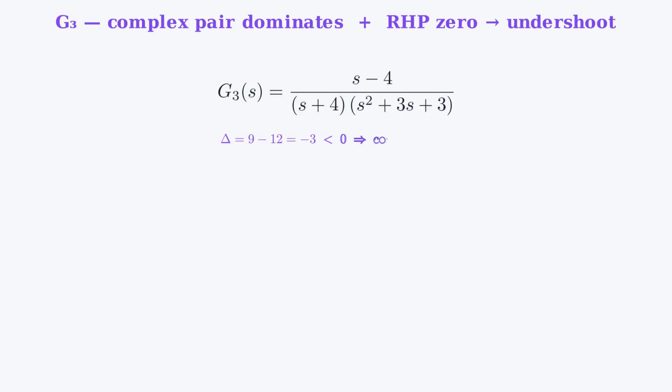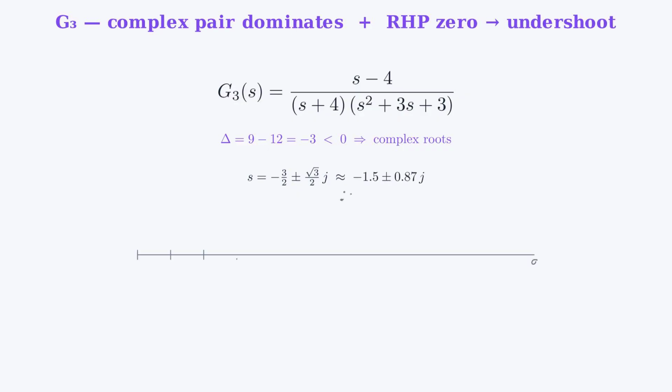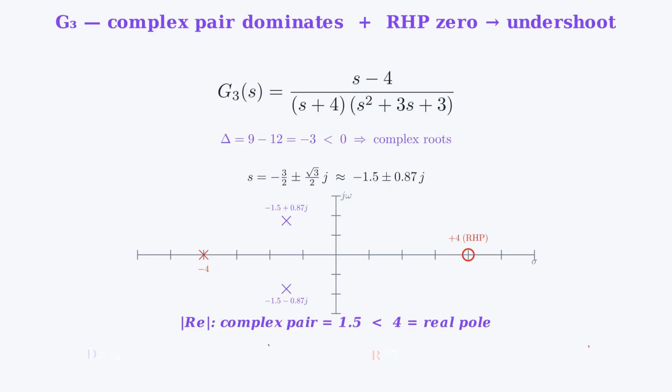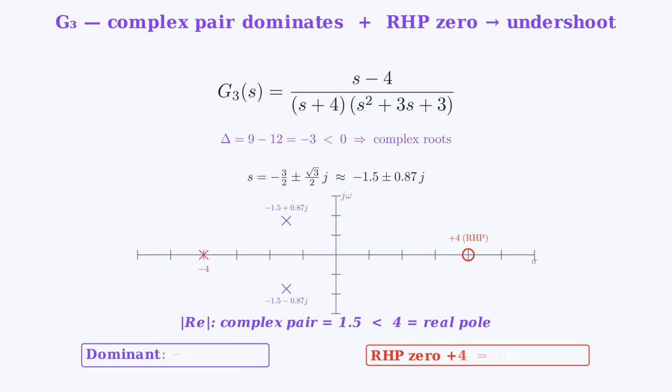Two things to notice. First, the quadratic s squared plus 3s plus 3. Its discriminant is 9 minus 12, equal to -3. Negative discriminant means complex roots. Solving, the poles are minus 1.5 plus or minus root 3 over 2 times j, approximately minus 1.5 plus or minus 0.87j.